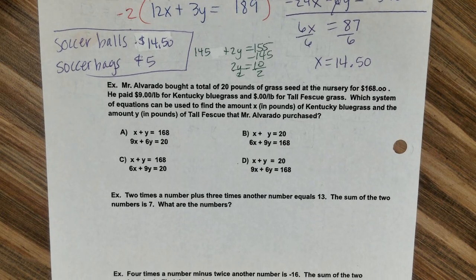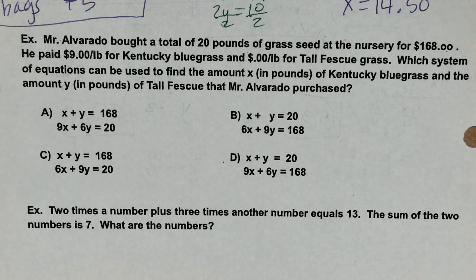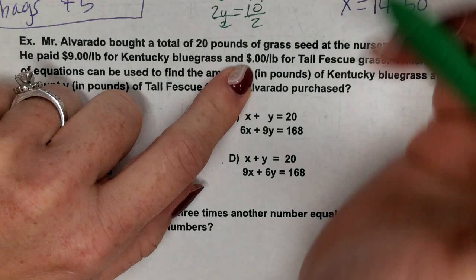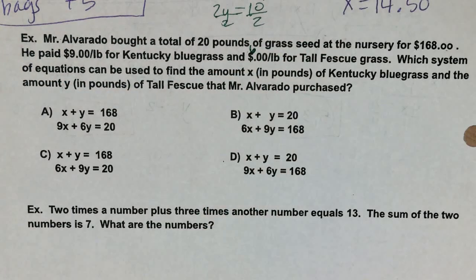It says, Mr. Alvarado bought a total of 20 pounds of grass seed at a nursery for $168. He paid $9 for bluegrass, and that's a typo right there. That should say $6 for fescue grass. So put a little 6 right there. Which system of equations could be used to solve for x, which is bluegrass, and y, which is tall fescue grass?